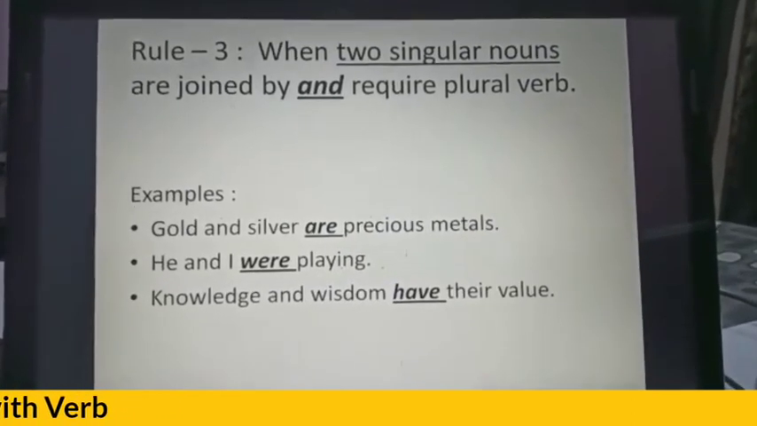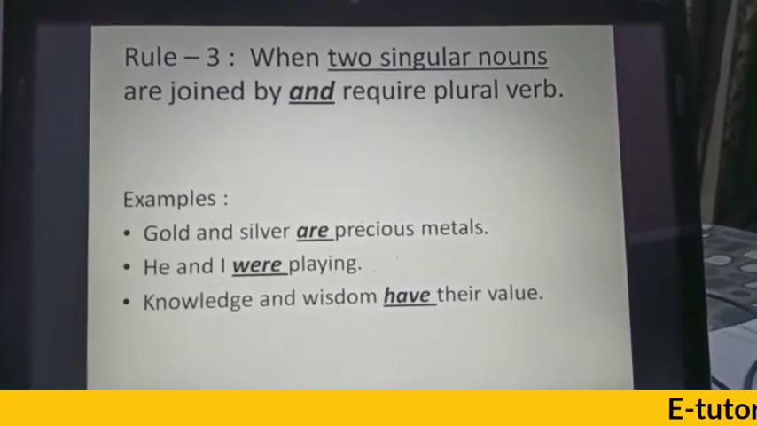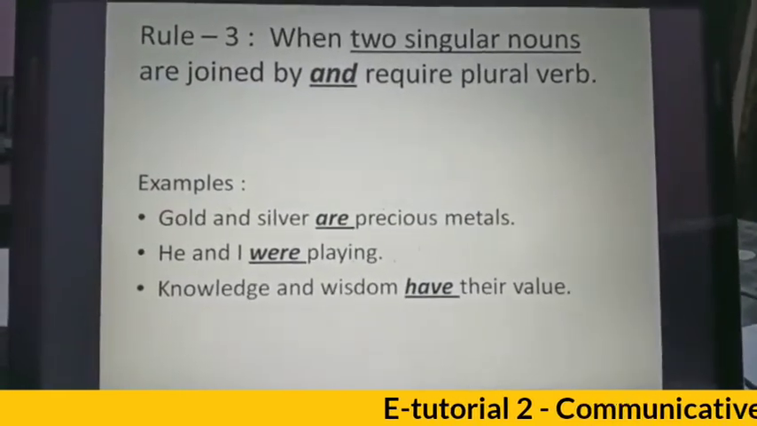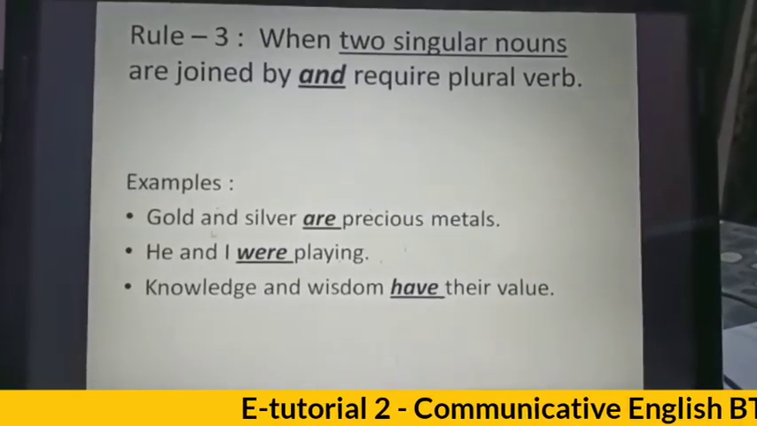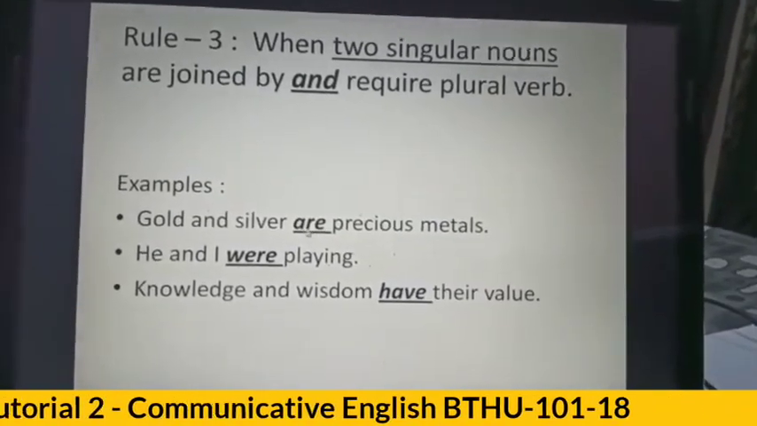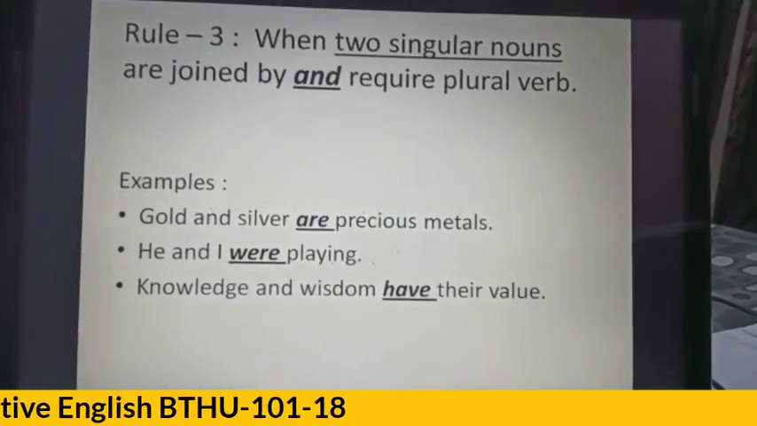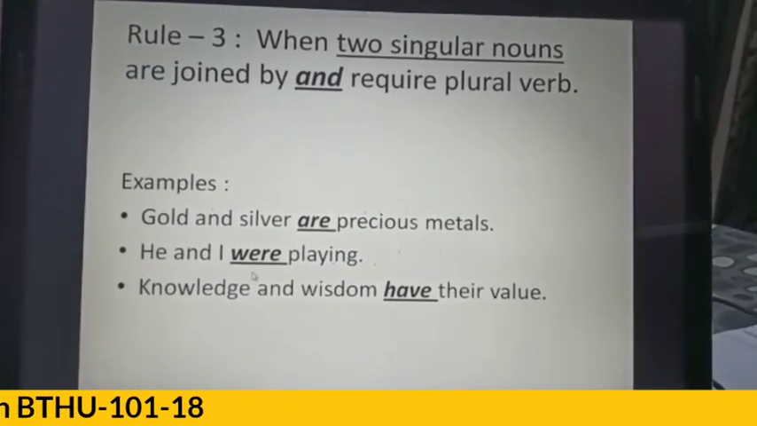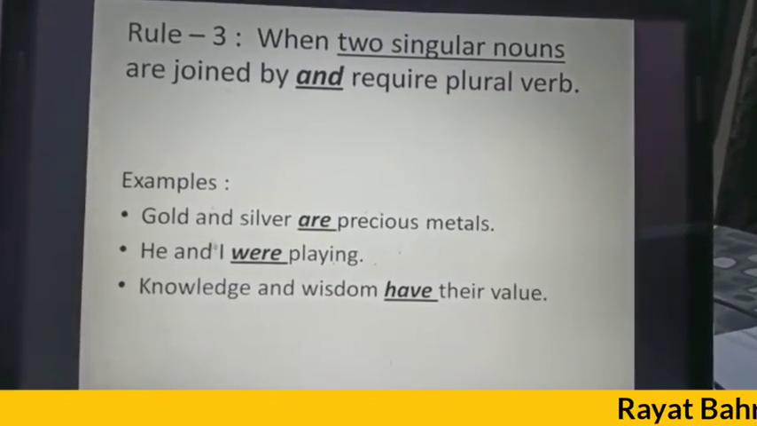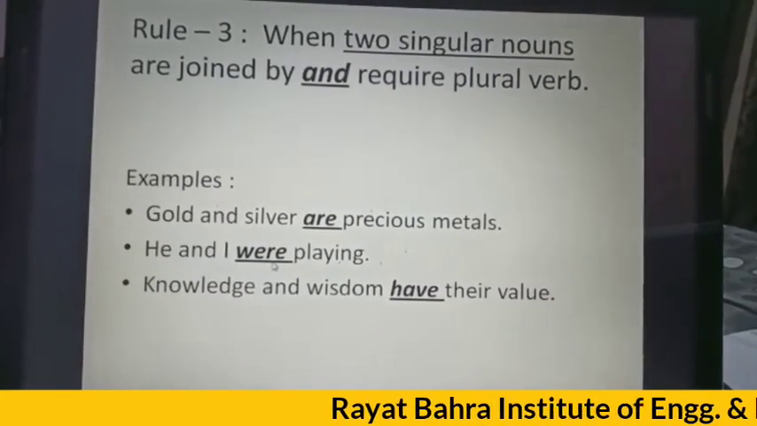Rule number 3. When two singular nouns are joined by and, they always require a plural verb. For example, gold and silver are precious metals. Now these two nouns, gold and silver, have been joined by and, so both are different nouns. So they agree with the plural verb, that is are. He and I were playing. As a general rule, we know that we always use was with I, but here were has been used because I and he, these two pronouns, have been joined by and. So both become plural. So we have used the plural verb were.